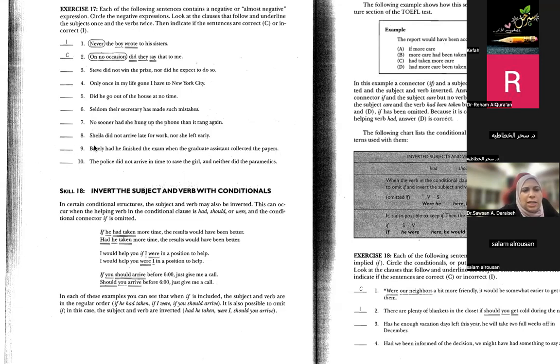Okay, "barely had he finished," because we said after these expressions, one of them is barely, we have to have inversion. Inversion means that the verb comes before the subject. Here the verb is "had finished." The writer did not bring all the verb. He brought the first half of it, which is "had," and then the subject "he," and then the completion of that verb, "finished." So: barely had he finished.